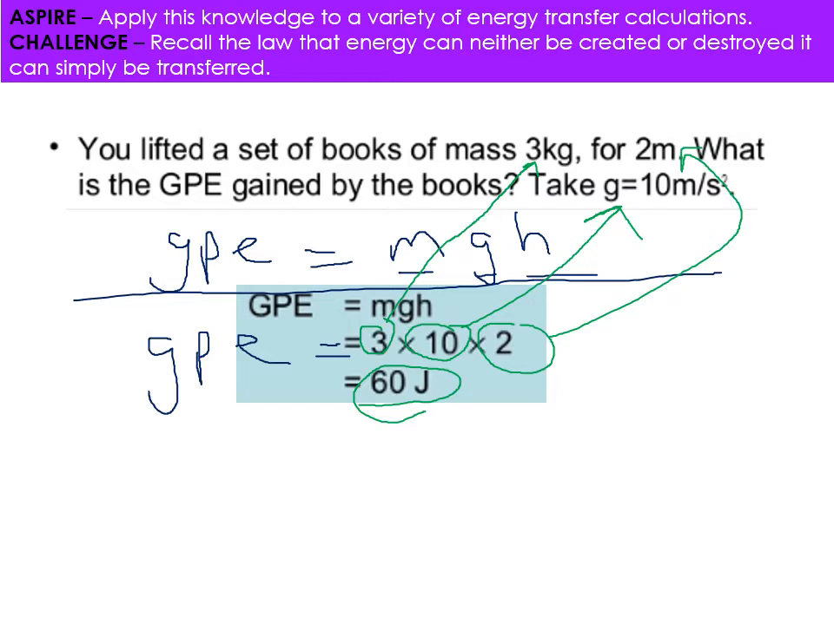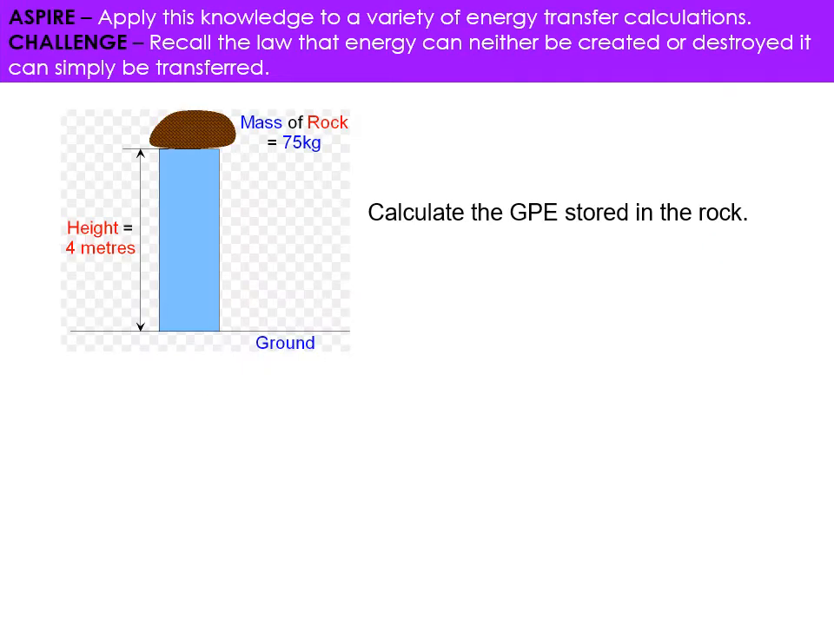Let's try this one. No clues. So you've got a mass of rock, 75 kilograms, 4 meters above the ground. Calculate the GPE stored in the rock. Assume you are on Earth, so the gravitational field strength will be 10.